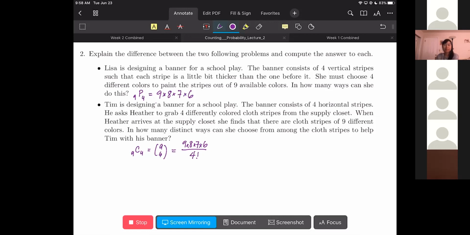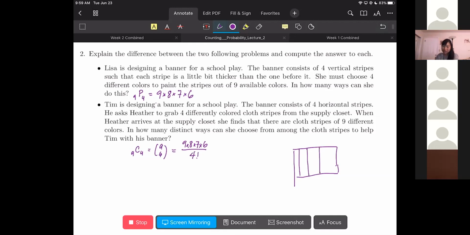Why is the first one a permutation? So when we're reading the question, it says the banner consists of 4 vertical stripes. Each stripe is a little bit thicker than the one before it, so maybe it looks something like this. There's a banner. And then we have, no, that's a bad drawing. Each one is a little bit thicker. Let's go with that. All right.